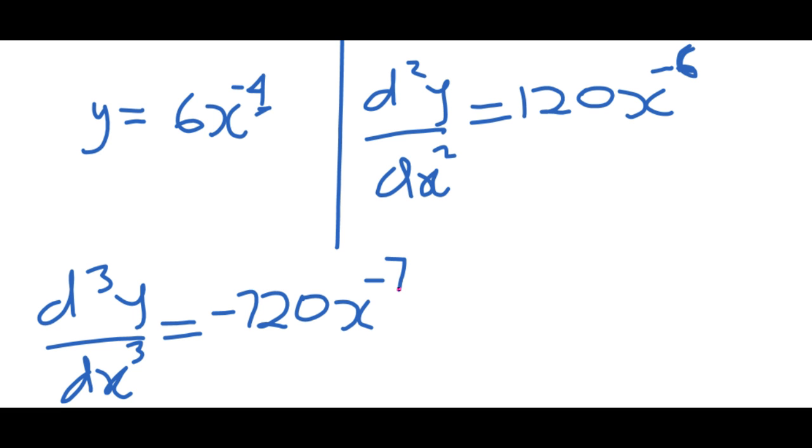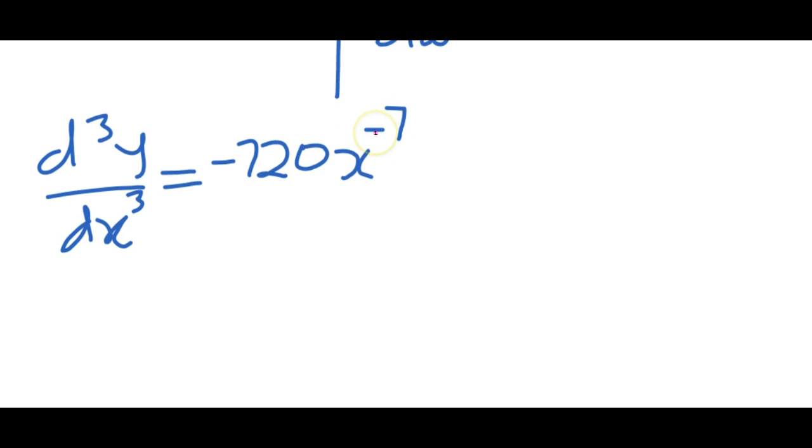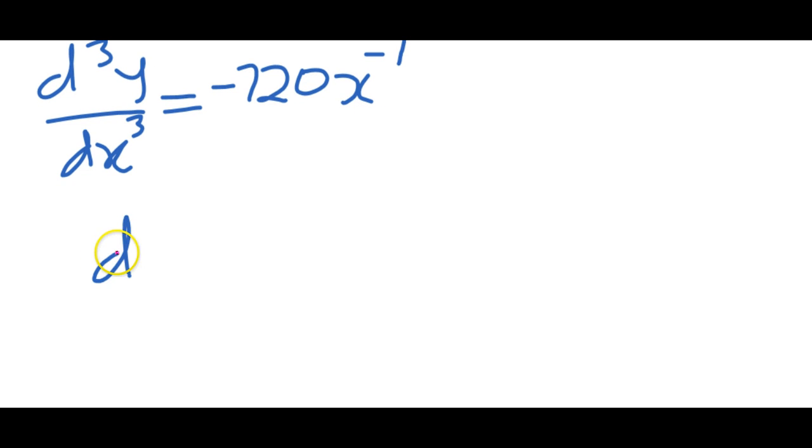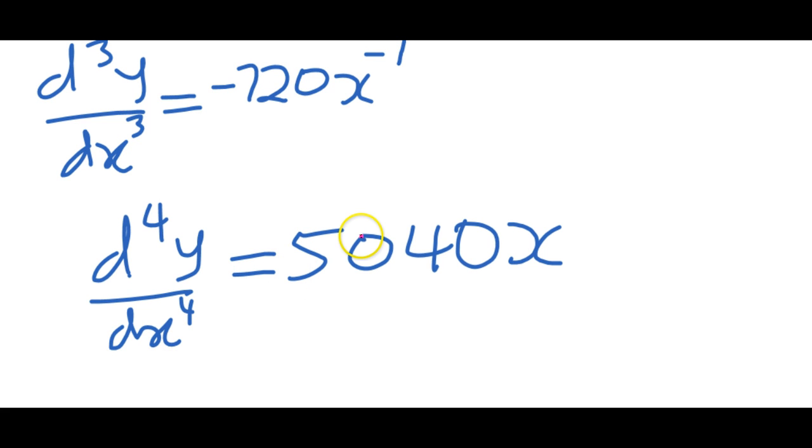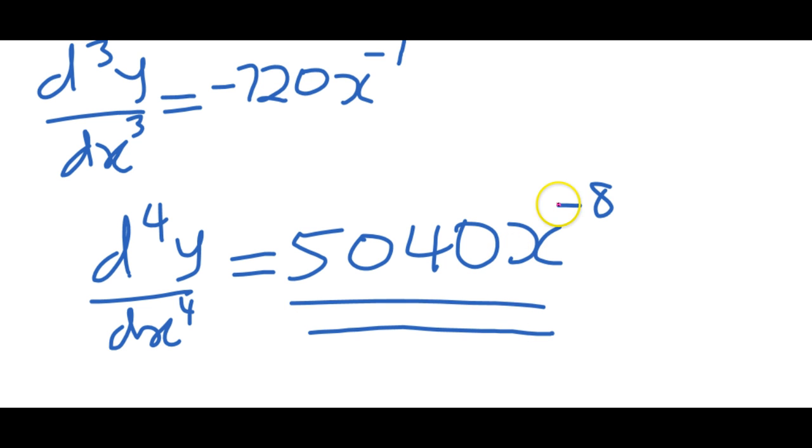And then finally we want to take the fourth derivative, which will be d⁴y/dx⁴, and here negative times negative will be positive, and we are dealing with 7 times 720. I'm sure that will give me positive 5040, x to the power negative 8. So this will be the answer for that. I believe you had it correct.